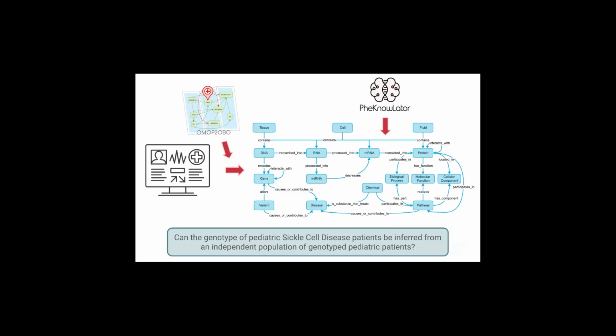So using resources like OMOP to OBO and Phenolator, we examined whether it was possible to determine the genotype of pediatric sickle cell disease patients from an independent population of genotyped patients. And why does this matter?